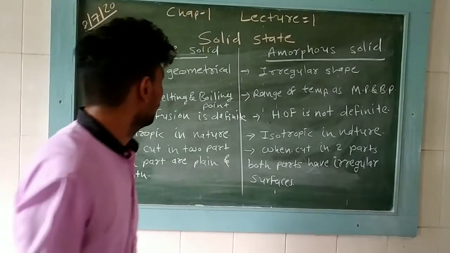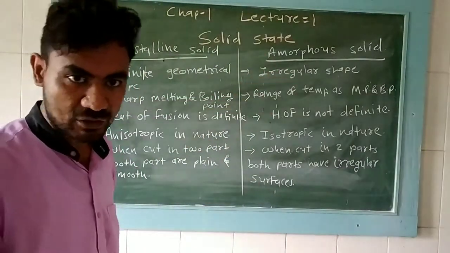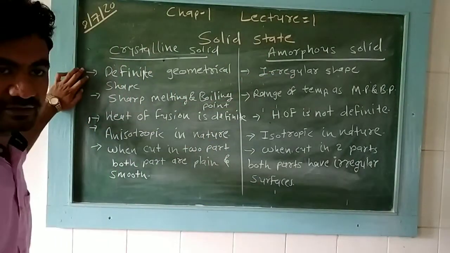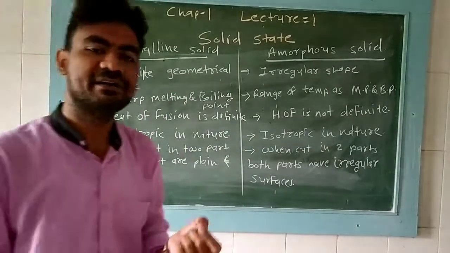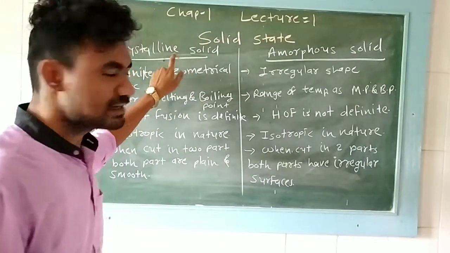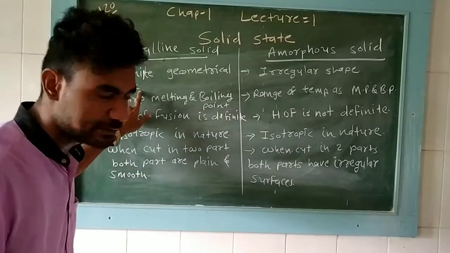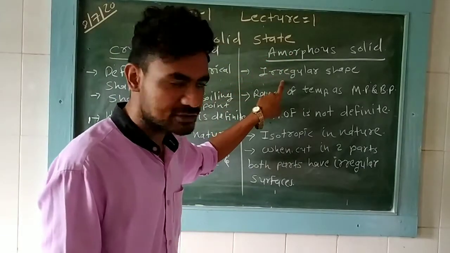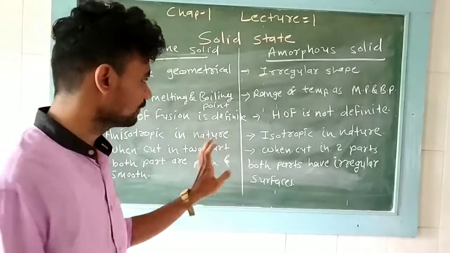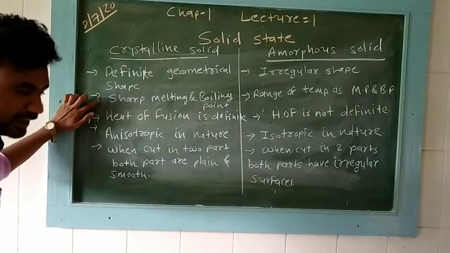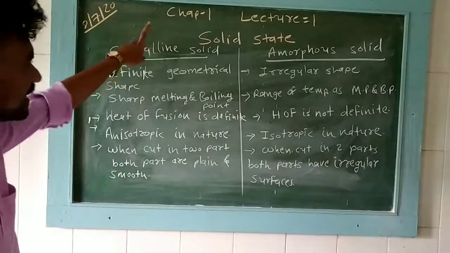Now what are the major differences between crystalline solid and amorphous solid? You can say, first point, definite geometrical shape. Meaning the particles I showed, in crystalline solids they have definite geometrical shape, but in case of amorphous solid they have irregular shape. Now second point, sharp melting point and boiling point in crystalline solid.